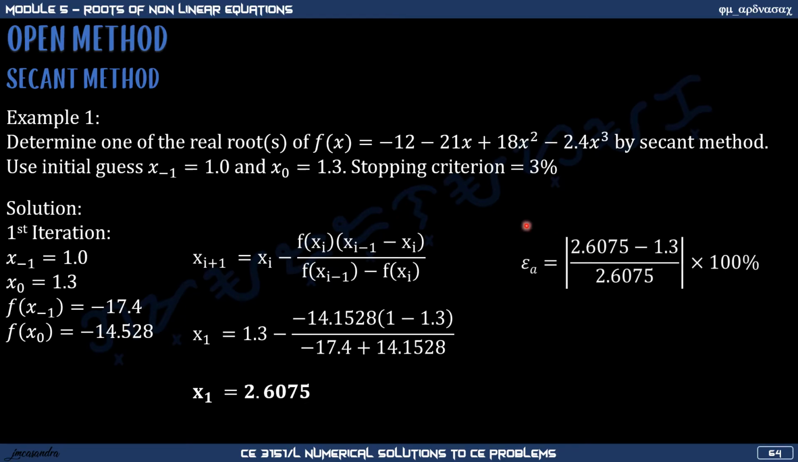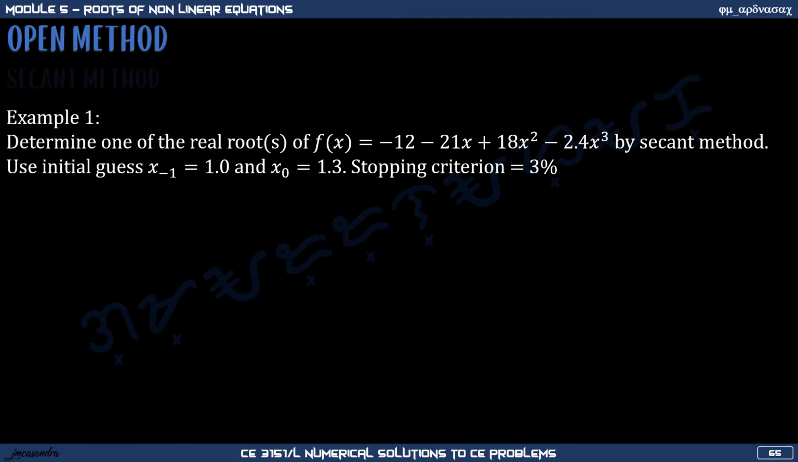So we solve for the approximate error: new minus old divided by new. We get now a value of 50.14%, which is greater than our stopping criterion, meaning we have to continue with our iteration.